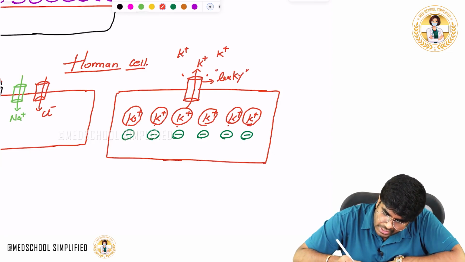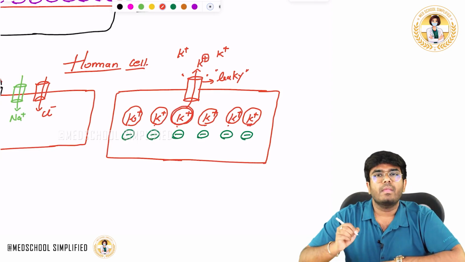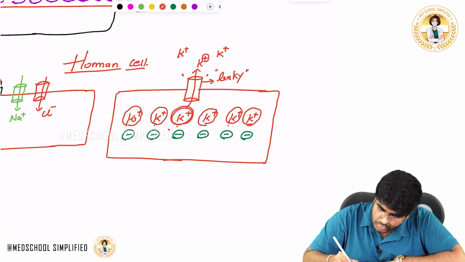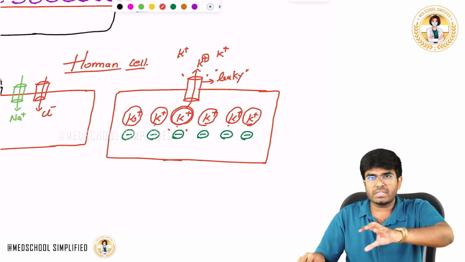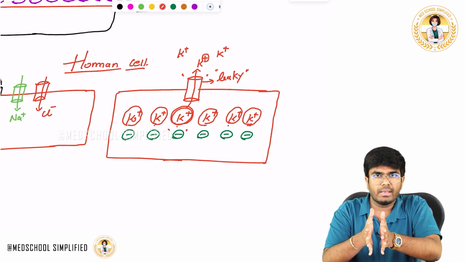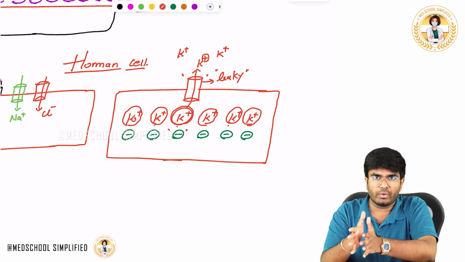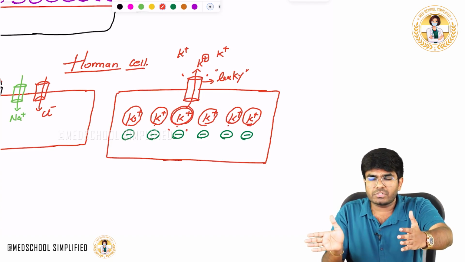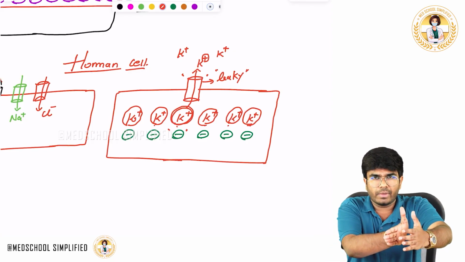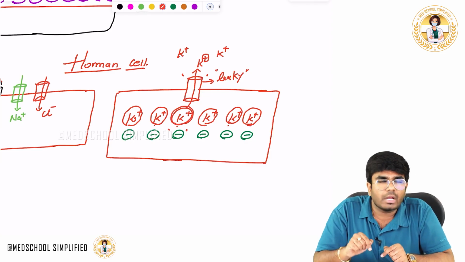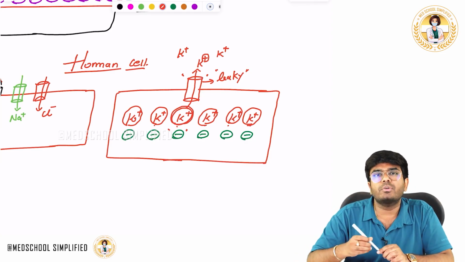So one positive charge is going out. Your cell membrane is only permeable to potassium, not to the negative charges. Along with that positive charge, even the negative charge will try to go out, because they are like together, like boyfriend and girlfriend. But your cell membrane is only permeable to potassium, not to this negative charge, so the negative charge is unable to go.